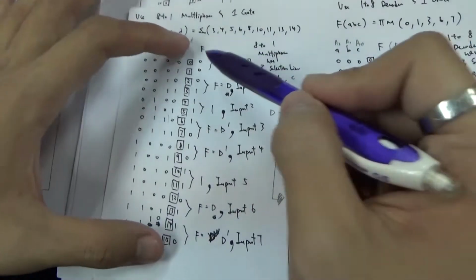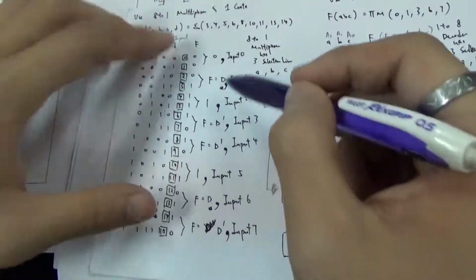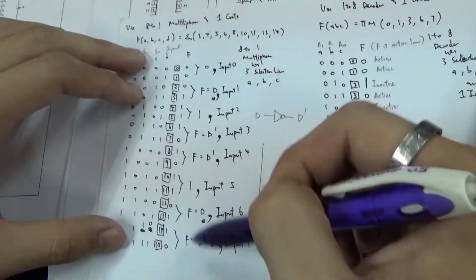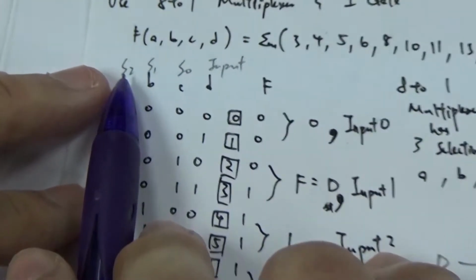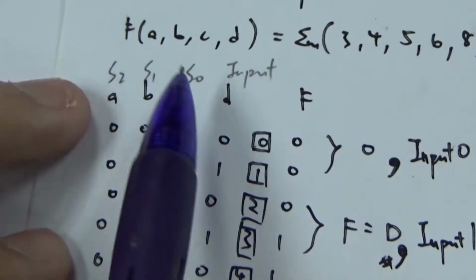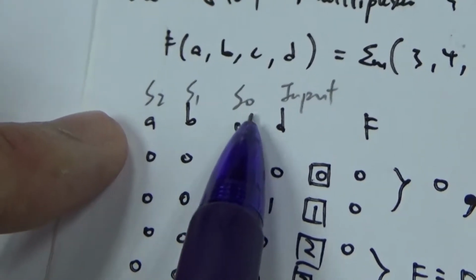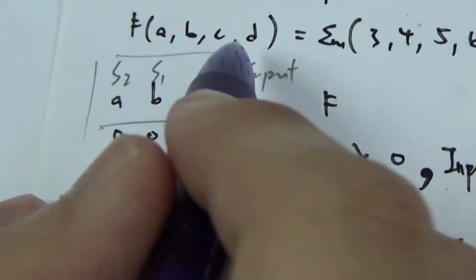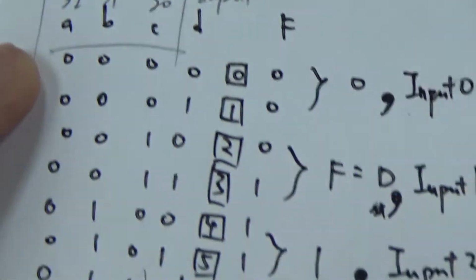And based on the output, I realized that there are 1, 2, 3, 4, 5, 6, 7, 8. There are 8 inputs. We need to have 8 inputs. So as you can see here, A is our S2, B is our S1, C is our S0, which later we will connect to our multiplexer. Actually, these 3 are the selection lines of our multiplexer, and only this will be our input. The D will be our input.